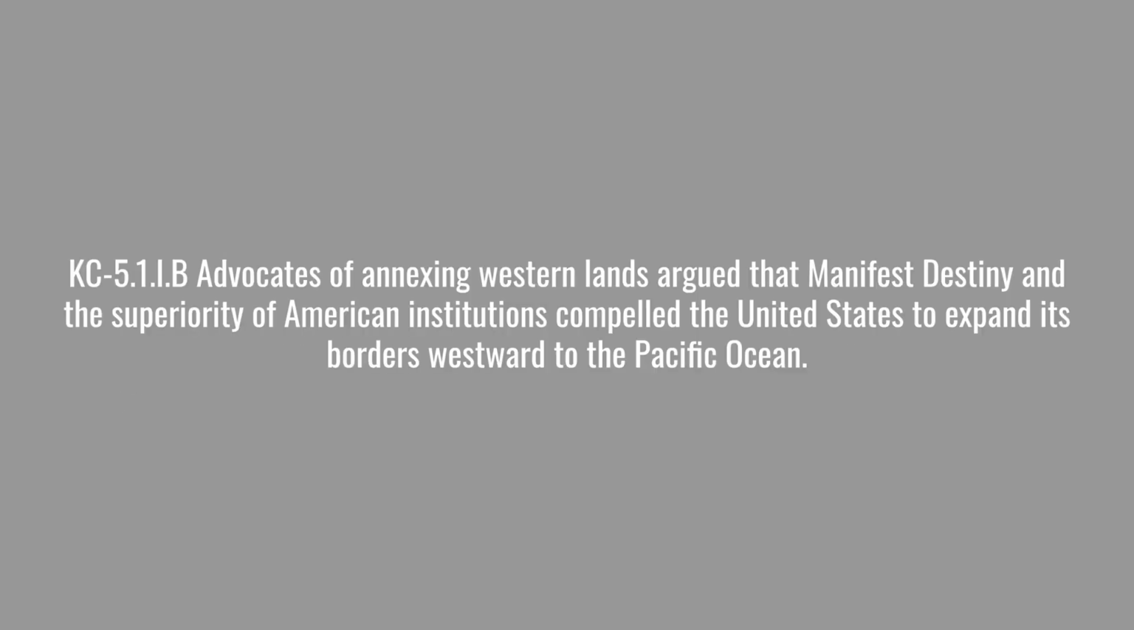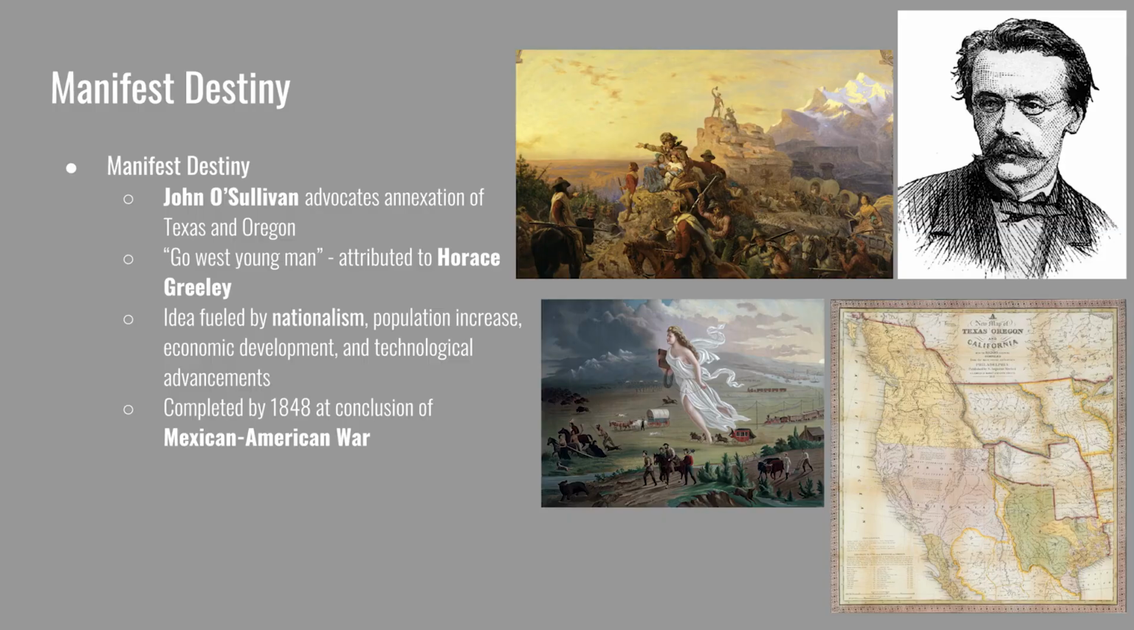The expansion and settlement further west was part of the American idea of manifest destiny, which the next key concept covers. Advocates of annexing Western lands argued that manifest destiny and the superiority of American institutions compelled the United States to expand its border westward to the Pacific Ocean. The phrase manifest destiny was popularized by a journalist named John O. Sullivan. He advocated for the annexation of Texas and Oregon.